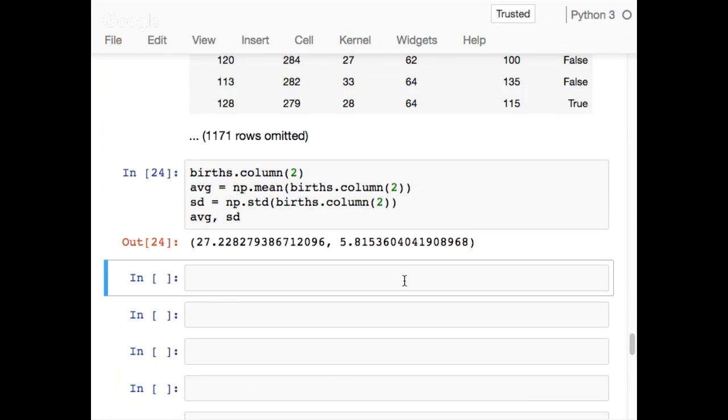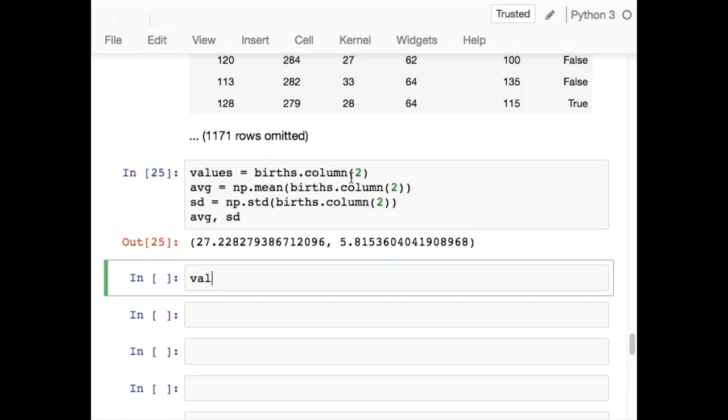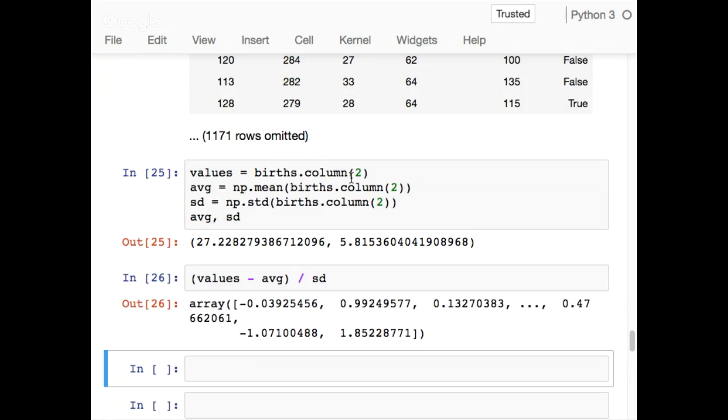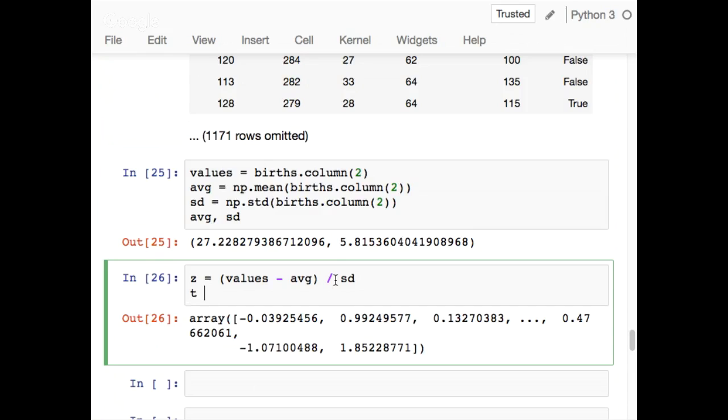To convert to standard units, I'm going to call these my values. Take my values, subtract out the average, divide by the standard deviation. And here are my values in standard units. I'm going to call these my z's. I can make a table that contains these, with column values and z.